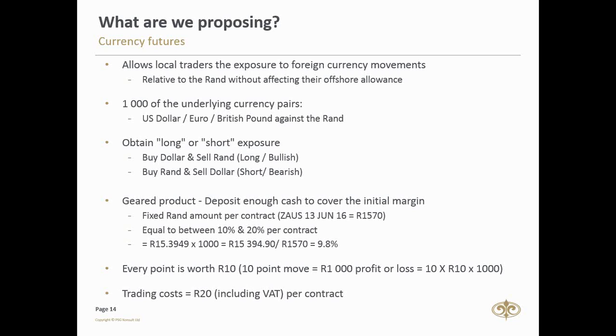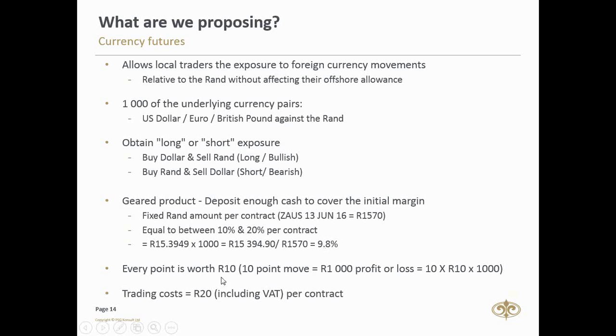So it's a geared product in the sense that you do not have to deposit the full amount. So it's a fixed rand amount per contract. So, for example, the June contract at the moment, you put down 1,570 rand. That's the initial margin required, and that equates roughly to about 10%. In this situation, it actually equates to 9.8%. This is from yesterday about lunchtime when I looked at the spot price of rand, 15.3949 times 1,000. Remember the size times the price, that's what the contract value would be worth. That divided by the margin, you can see is roughly about 9.8%.